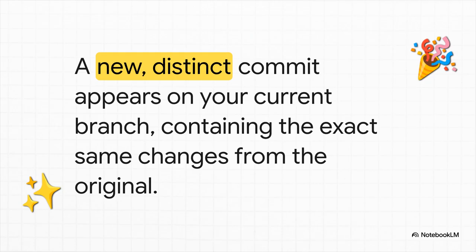But here's the really important part. The original commit wasn't moved. It's more like a copy-paste. Git creates a totally new commit on main that just happens to contain the exact same code changes. The original is still safe and sound right where you left it on the feature branch.